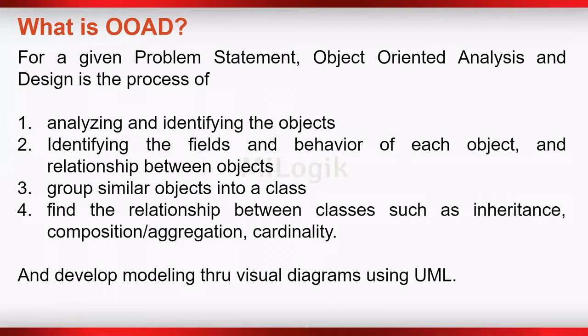After that, we need to group the similar objects into a class so that we will get a number of classes. Next, we need to identify the relationship between the classes, whether it is inheritance, composition, aggregation, cardinality. Do we need to add any other classes which are not covered in the objects, etc. And finally, we need to develop the visual model for the software system using UML, that is Unified Modeling Language.